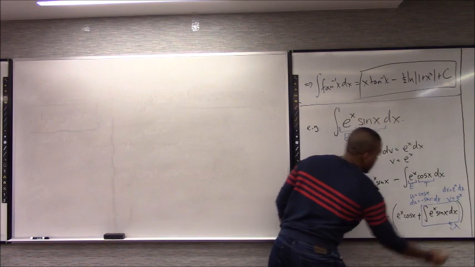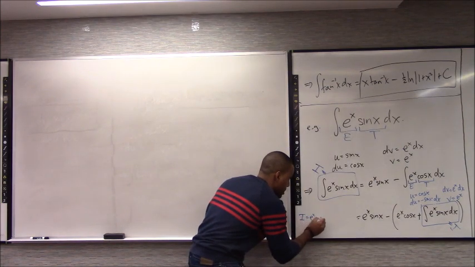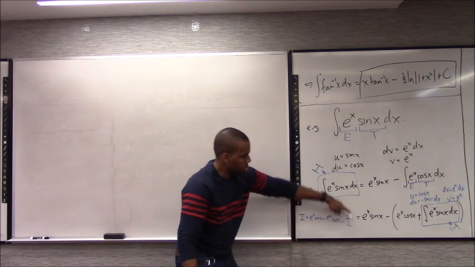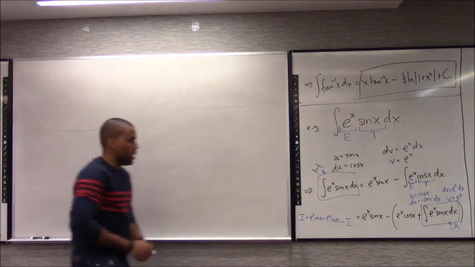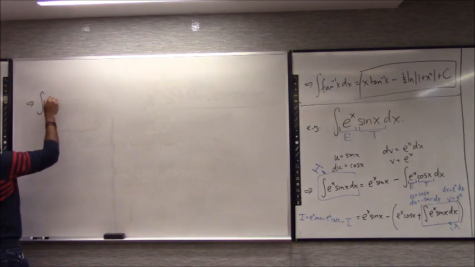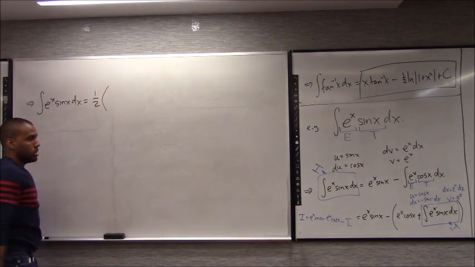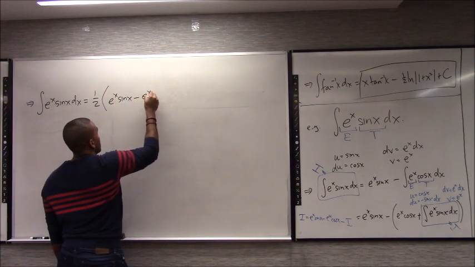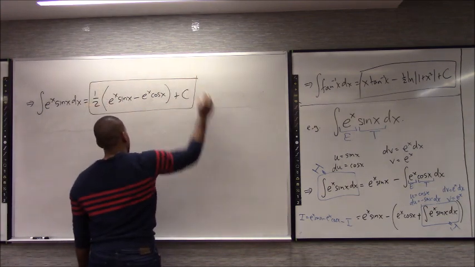they'd call this I, and say they realize that they have I equals e to the x sine of x minus e to the x cosine of x minus I. You would add I to both sides, you'd have 2I on this side, then you divide both sides by 2, and you just put in a plus c because you know it should be there. One half of this guy. And that's your answer.